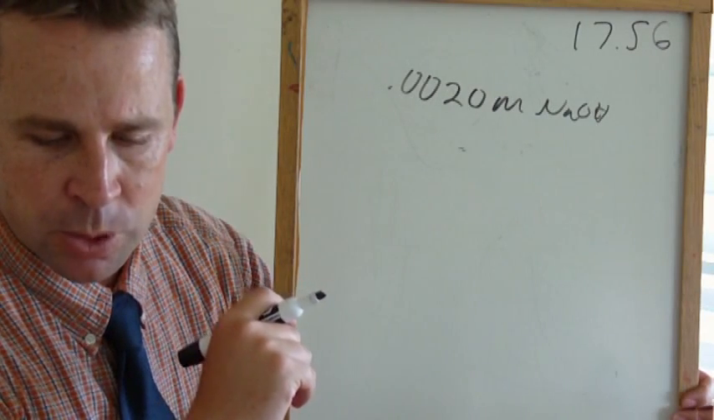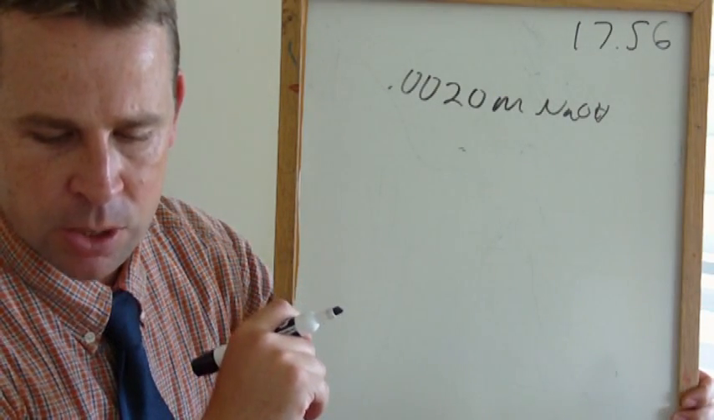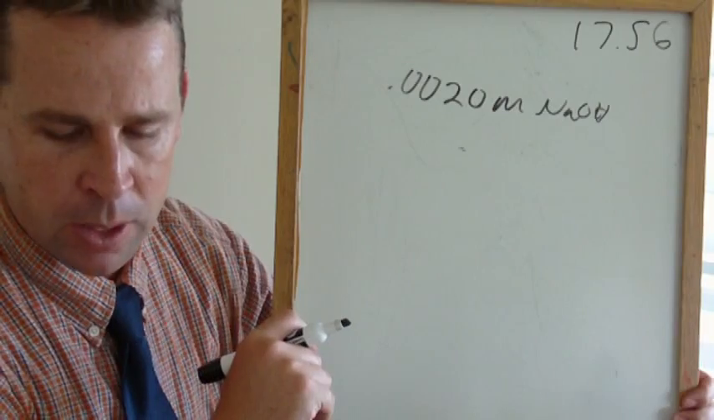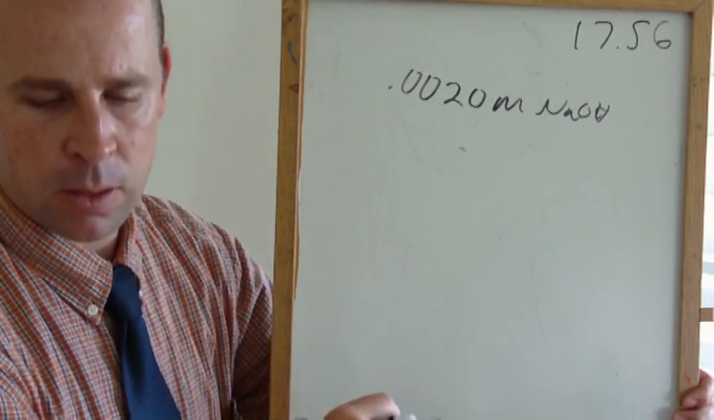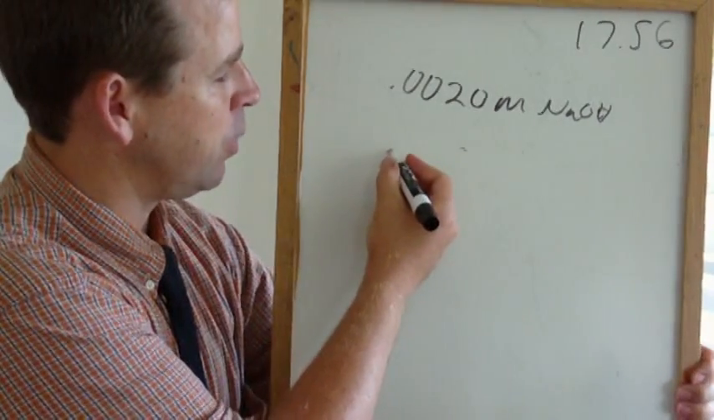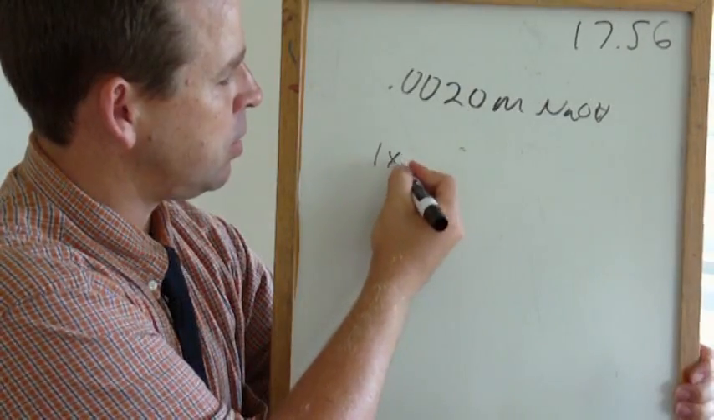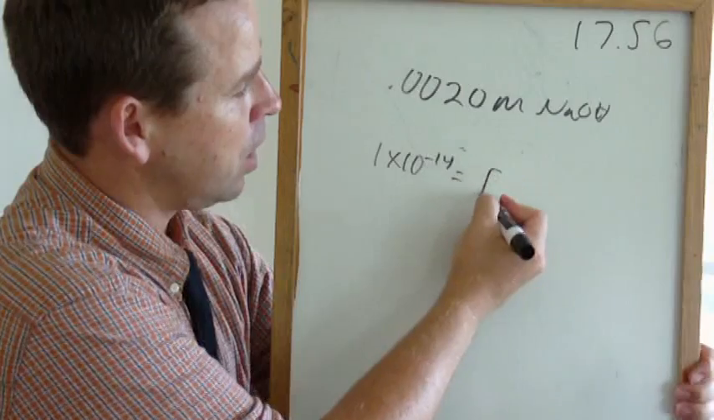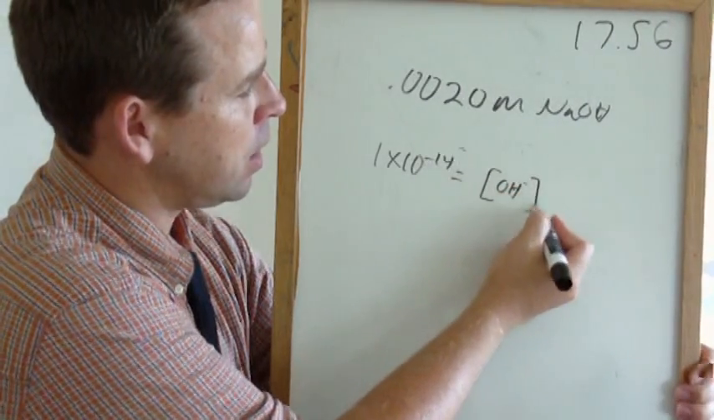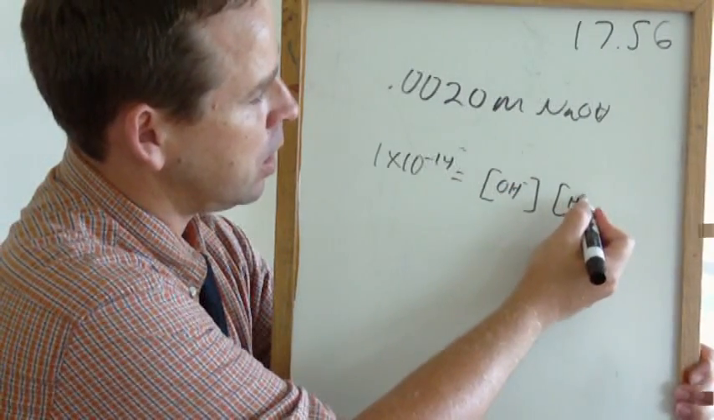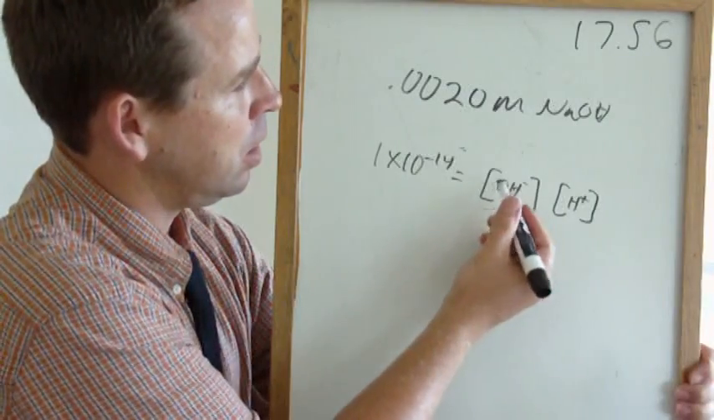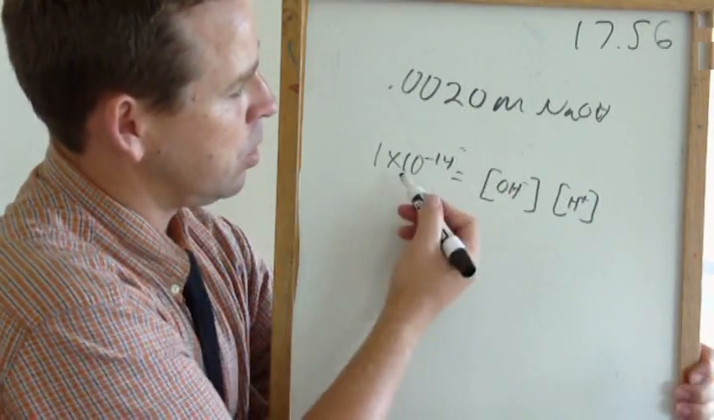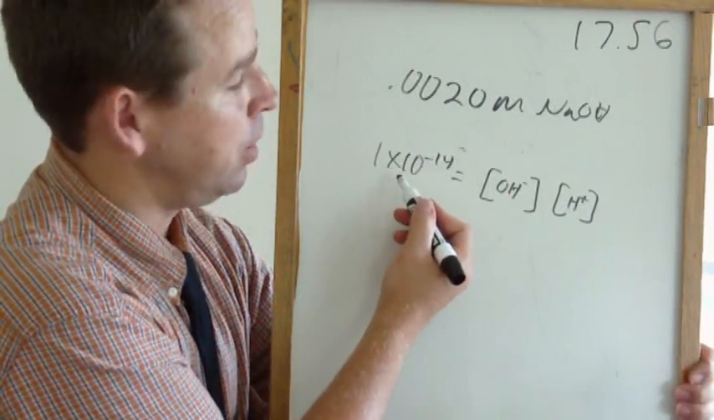How many moles per liter of OH come from the ionization of water? Well, we know that the Kw for water is 1 times 10 to the minus 14. Right? And so the concentration of the OH minus ion times the concentration of the H plus ion is going to be equal to 1.1 times 10 to the minus 14.